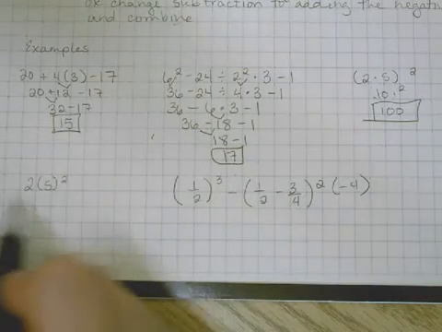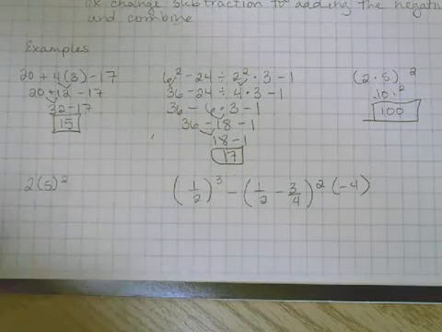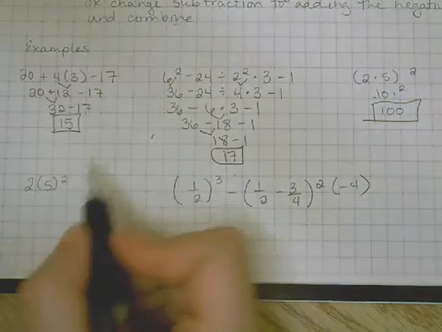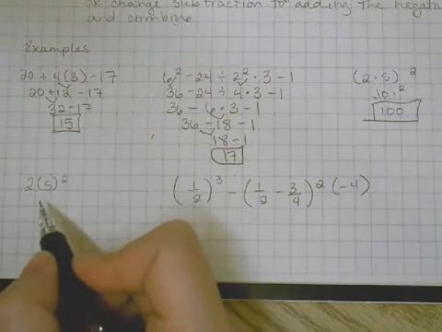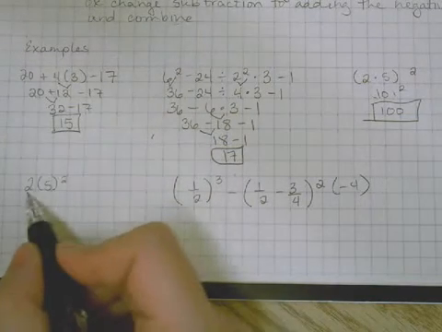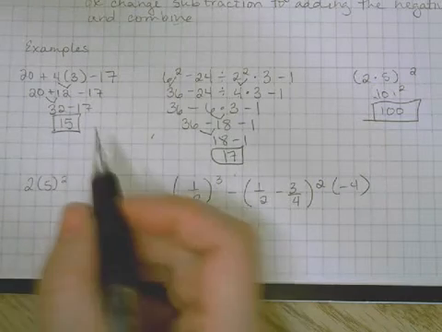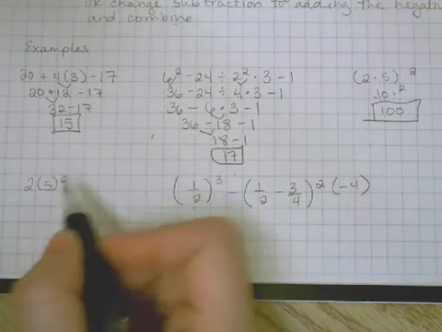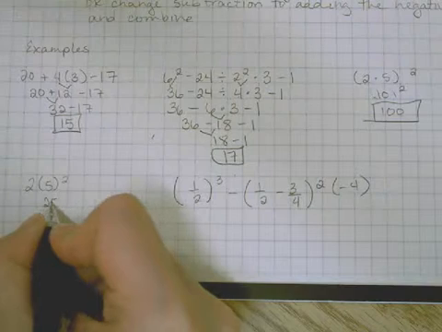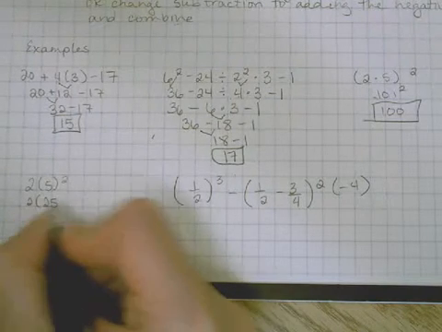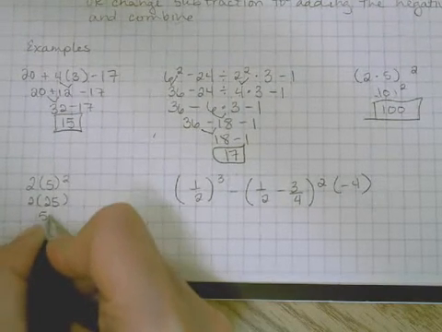On the other hand, here I have 2 times 5 squared. Inside the parentheses is only 5, so that's really only for multiplication purposes. So this is 2 times 5 squared. So I'm going to do 5 squared first, which is 25. Drop down the 2. 2 times 25 is 50.